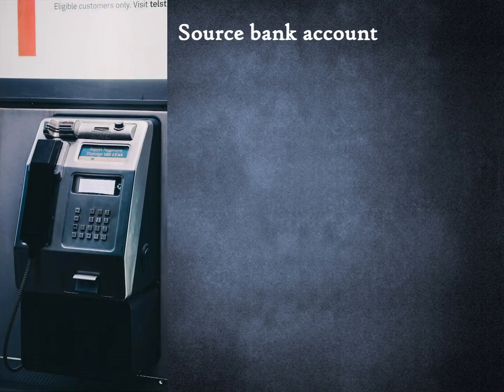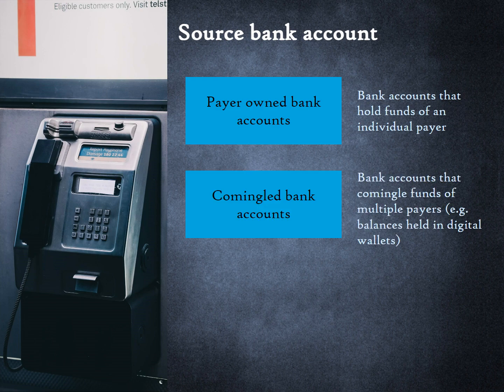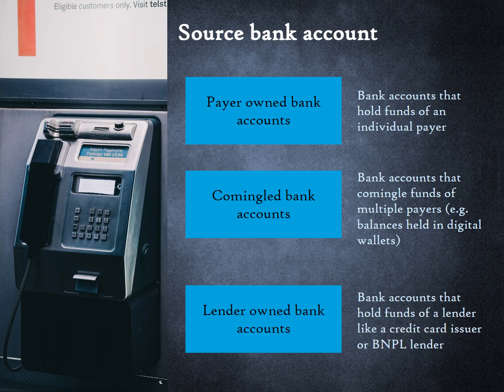In fiat money, the value to be transferred is held in a bank account. The bank account could belong to the payer. Alternately, it could be a commingled bank account. An example of this is a bank account that commingles customer funds of a digital wallet provider. When you see a balance stored on your digital wallet, it represents your share of the money held in this commingled bank account. Finally, it could be a bank account held by a lender like a credit card issuing bank or a buy now pay later lender.